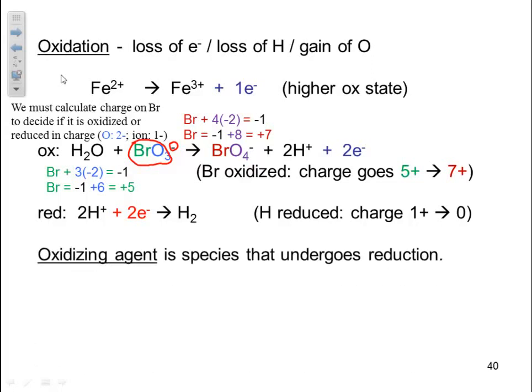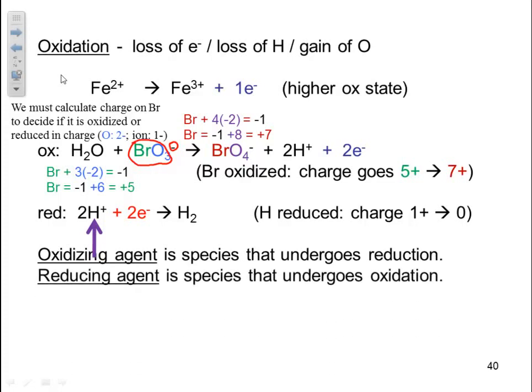An oxidizing agent is a species that undergoes reduction. So, in the example we just did, H plus is an oxidizing agent. It's undergoing reduction, so it's taking electrons from something else, allowing something else to be oxidized. That's why it's referred to as an oxidizing agent. A reducing agent is a species that undergoes oxidation. It's basically giving up electrons, allowing something else to be reduced, so it's referred to as a reducing agent. So bromate, BrO3 minus, is a reducing agent.